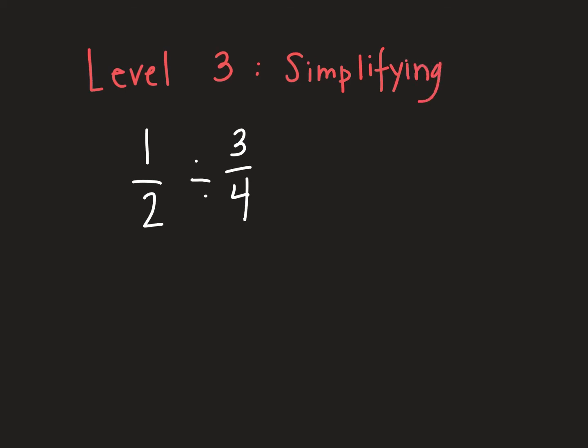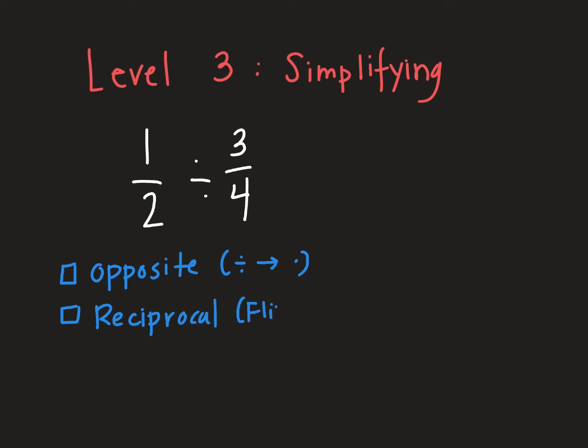So for our level 3 type of question, we are going to do the same steps that we learned in our first video. When we are dividing fractions, we are going to do the opposite sign. We're going to go from division to multiplication. We're going to take the reciprocal, or flip, and flip the second fraction. So that's our next step.